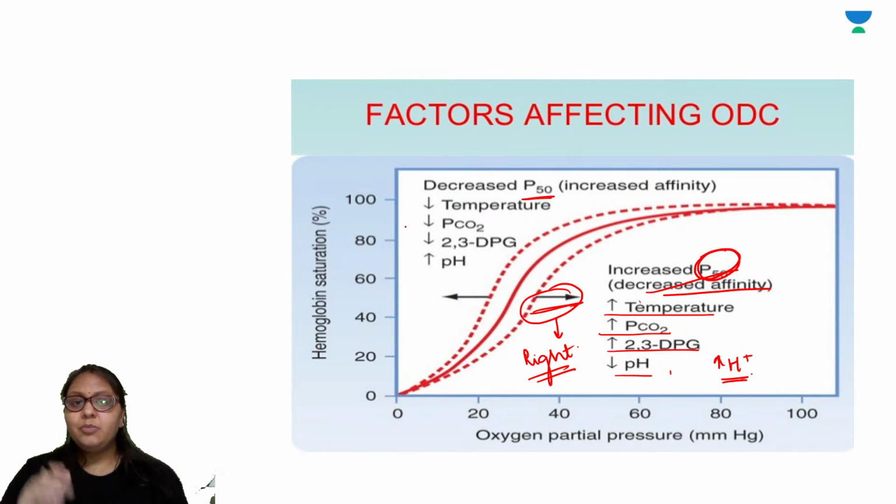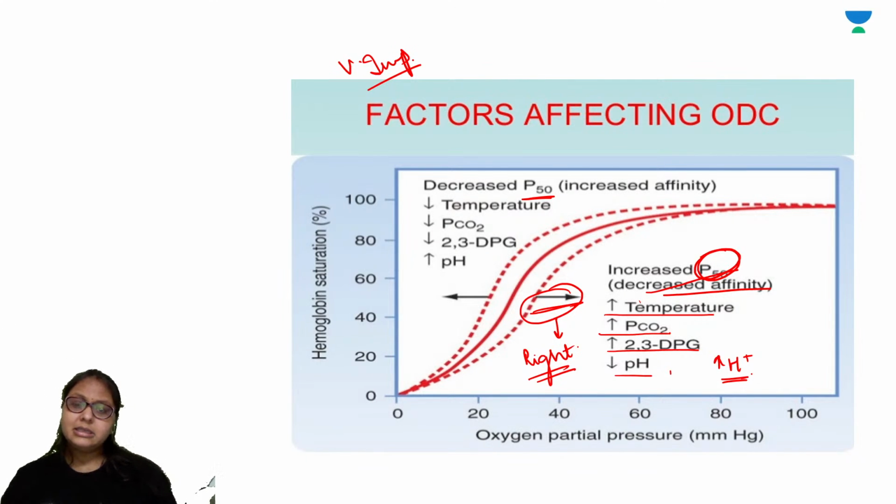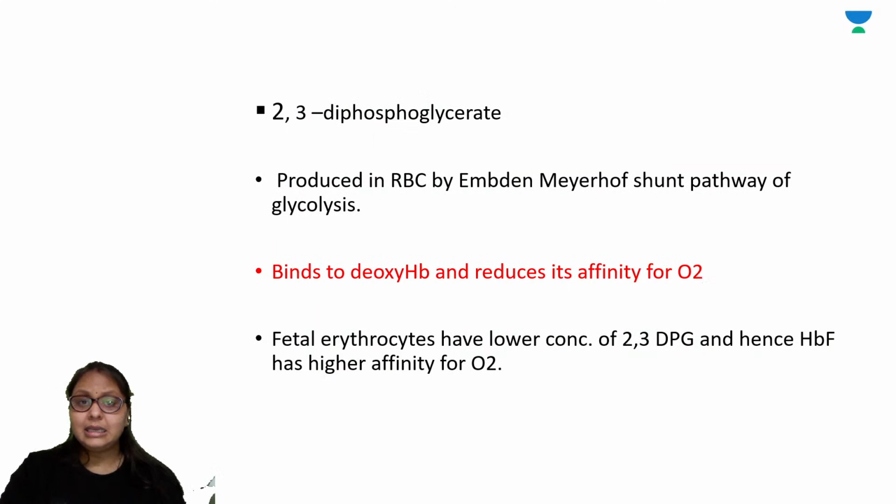So this is a very important graph. The factors which shift the curve towards the right, that is a decrease in the affinity of oxygen with hemoglobin, mean more oxygen is extracted by the tissue. So when will that happen? When metabolism increases, temperature increases, partial pressure of carbon dioxide and 2,3 DPG increase. Now what is 2,3 DPG?